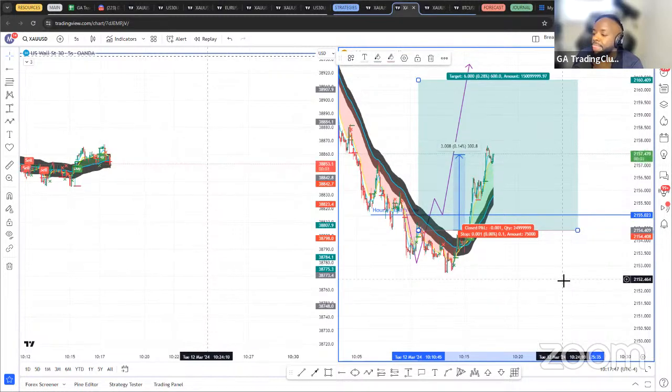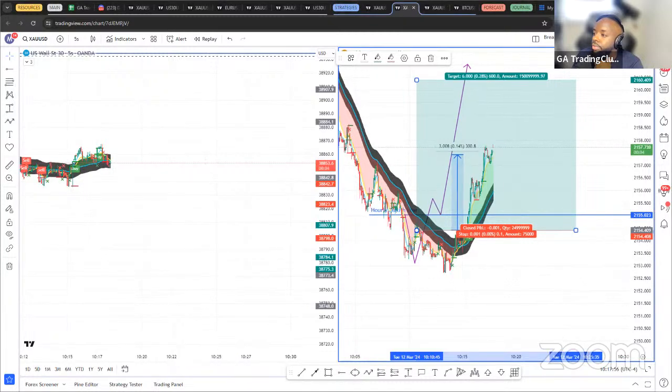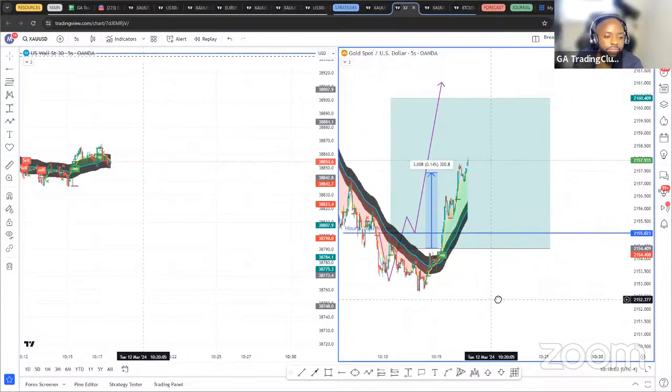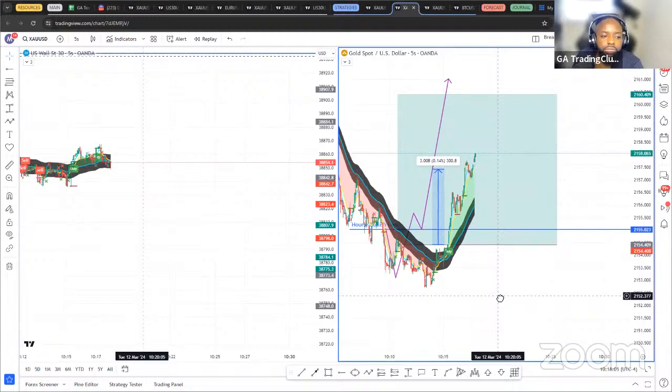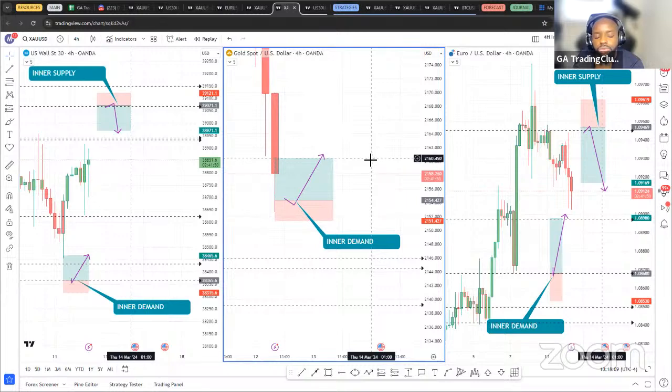Nice. All right, there you go. Nice push on gold. Come on, let's go. There we go. And the reason I like this, as much as the 15 minute was also a more optimal entry, this 4-hour high time frame trade setups, you can't beat those.